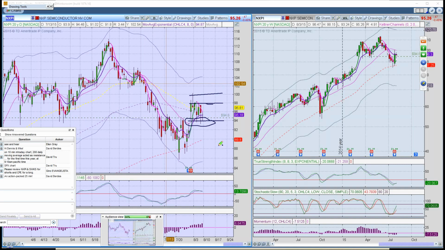I would say that NXPI is something to keep your eye on when, and if the market, well, not if, but when the market does turn back around for a rebound, this might get a really nice rebound.